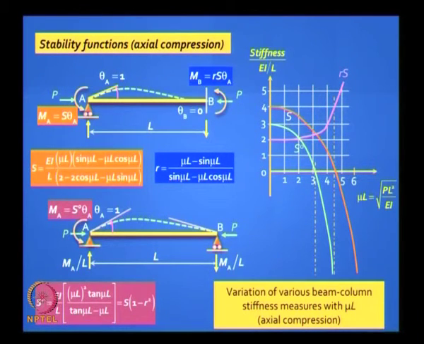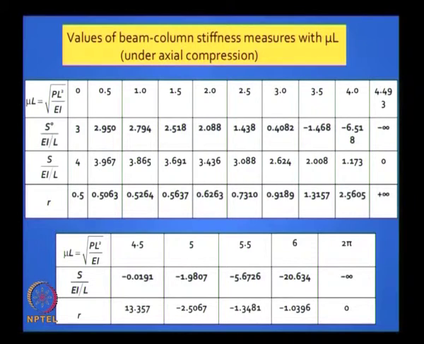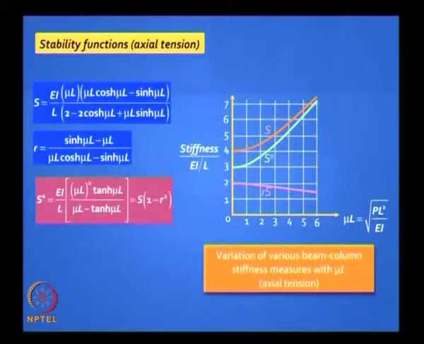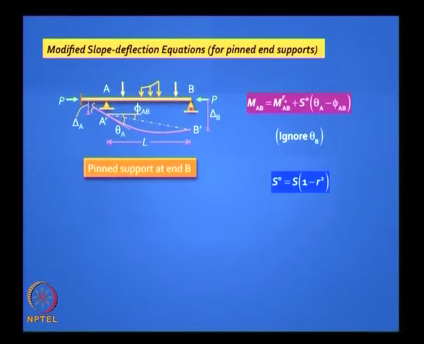If you have axial compression, we have a tabular format if you want to use it. If you have axial tension, you have similar equations, but they involve hyperbolic functions, and interestingly you will find that S and S naught will increase, but R into S, the carryover moment, decreases. Okay, this is the outcome of having axial tension.